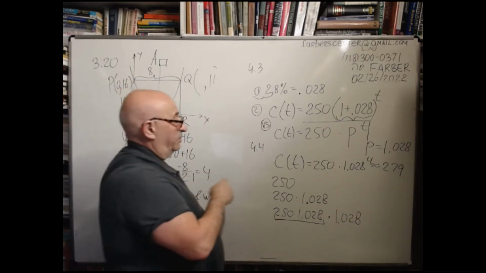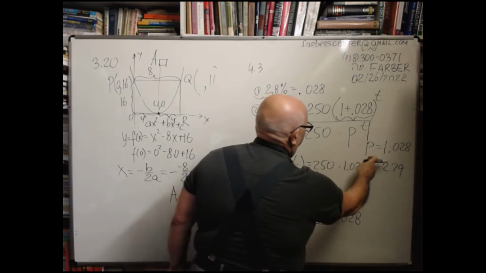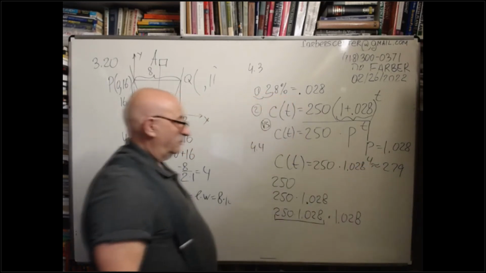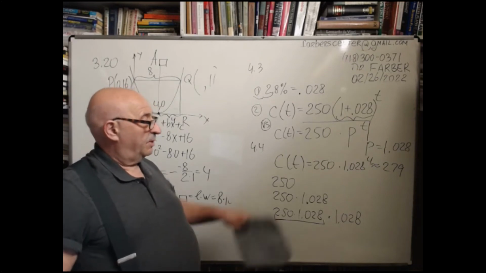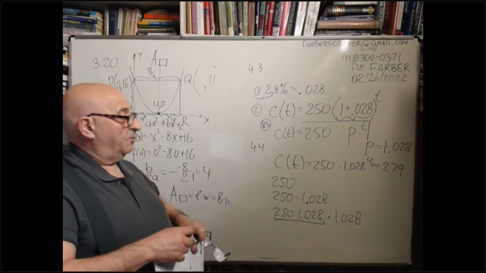For the amount of years, you multiply that many times, like you have a power of this. Instead of multiplying every time by 1.028, you put 1.028 to power 4, right?